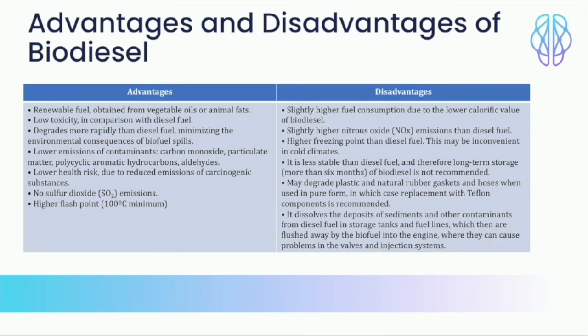Once we actually burn the fuel, it has a lower level of contaminants that it releases into the atmosphere, such as carbon monoxide, for example. It doesn't release that much sulfur dioxide, so that relates to the concept of acid rain. And it's got a higher flash point of about 100 degrees Celsius, so it means it's readily combustible.